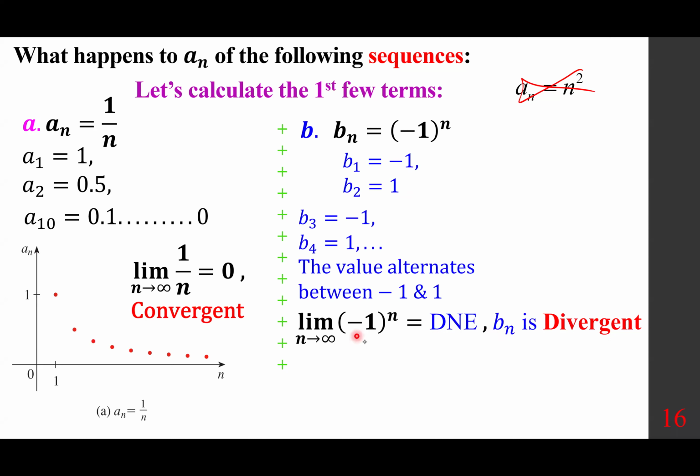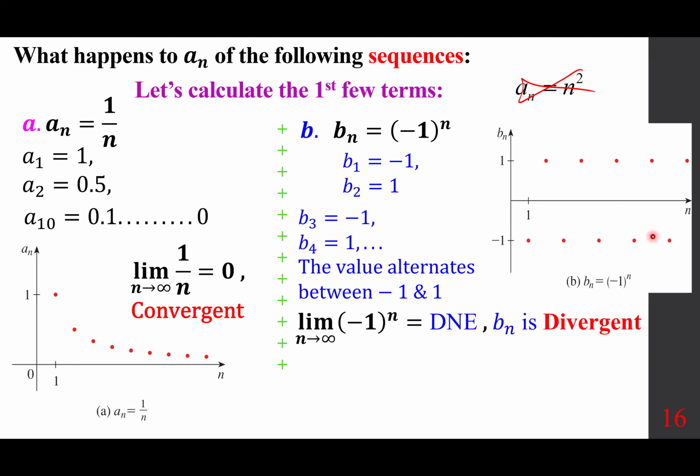When we look at the limit, we want one value and one value only, not infinity, not negative infinity. This oscillates between the two. And if you were to graph it, it looks like that. So this is convergent. This is divergent.